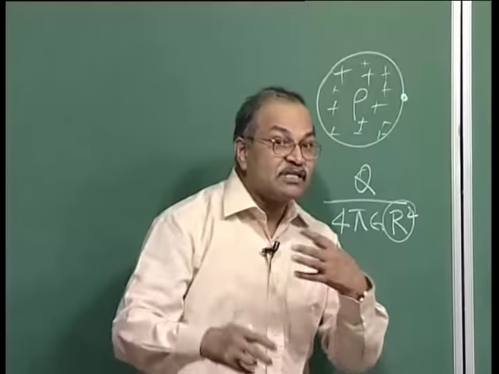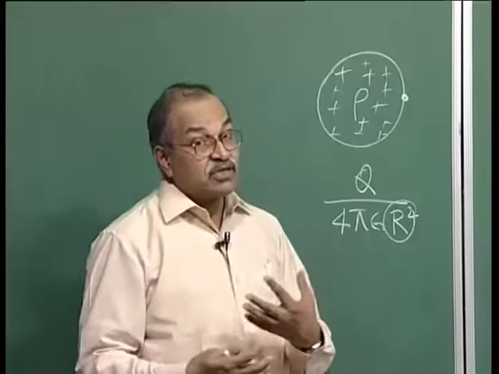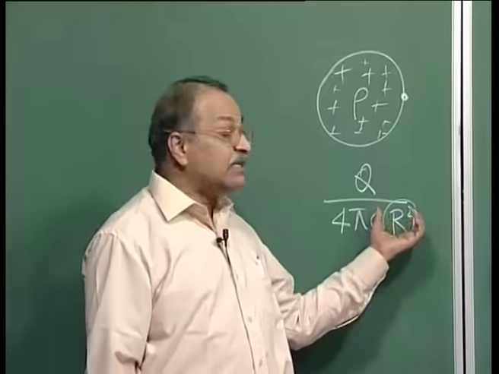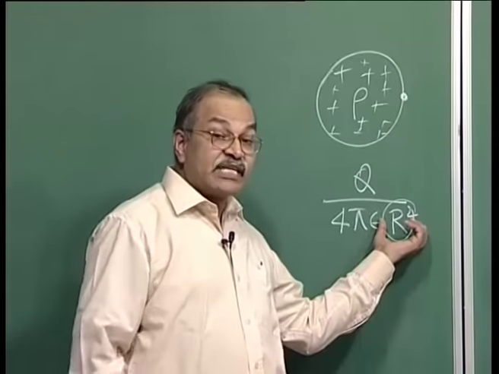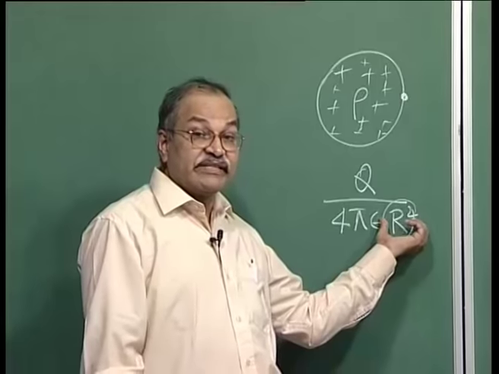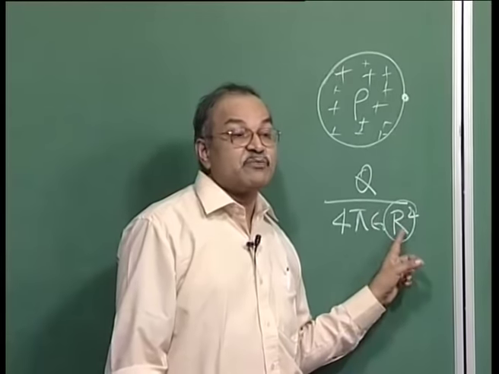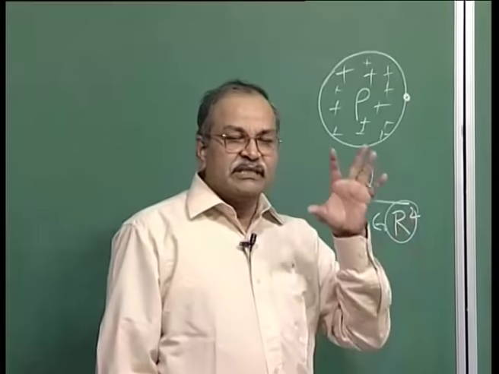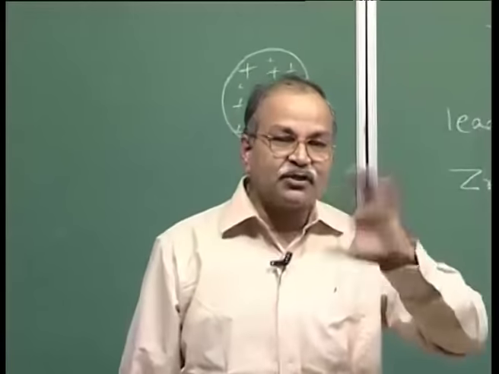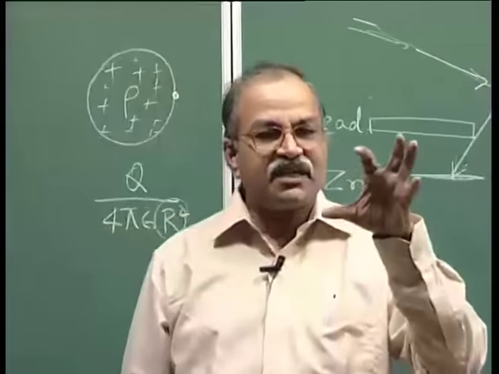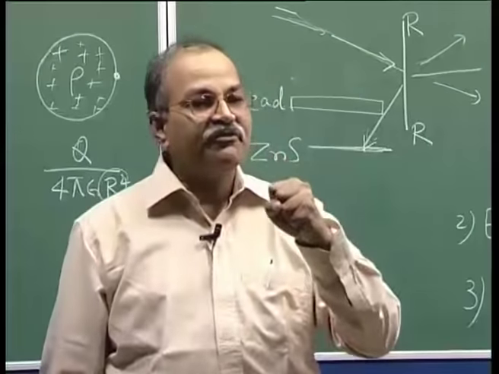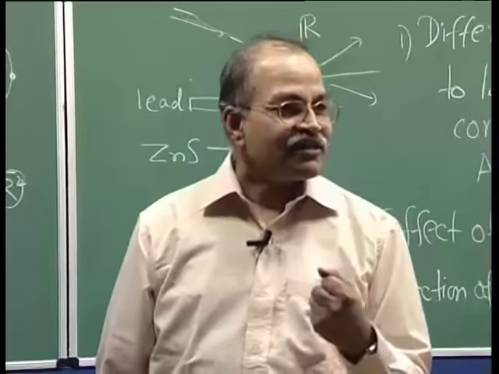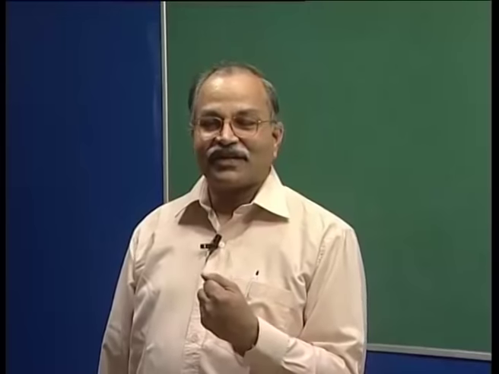So Rutherford thought of this model, or came out with a new model. If you have a large electric field which can deflect the alpha particle by more than 90 degrees, this R has to be very, very small. And if it is very, very small, that means at least one kind of the two, positive and negative, one kind of the charge has to be concentrated in an extremely small volume. So that was Rutherford's model that he gave in 1911.